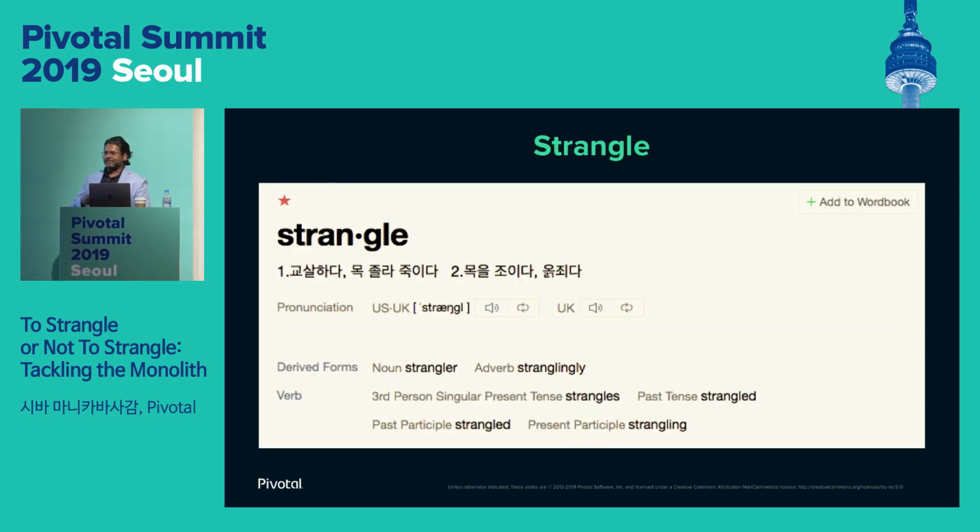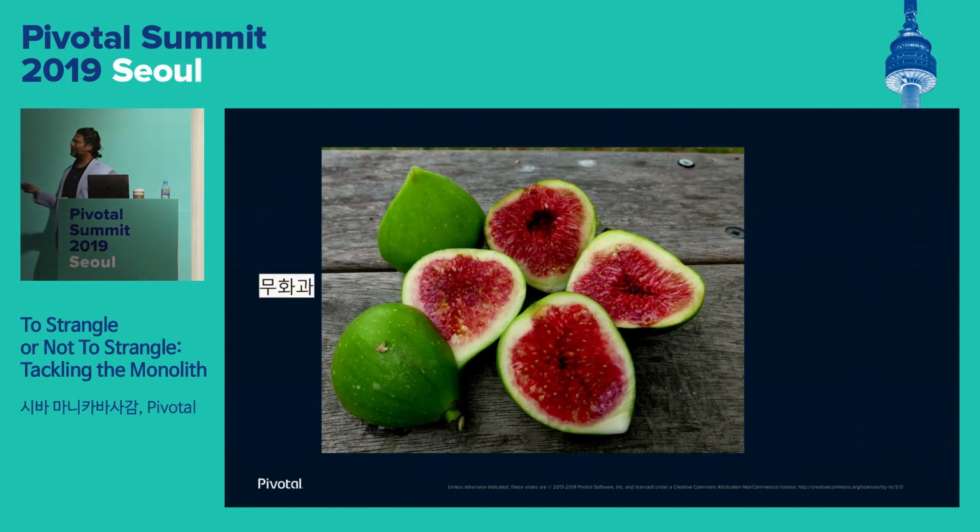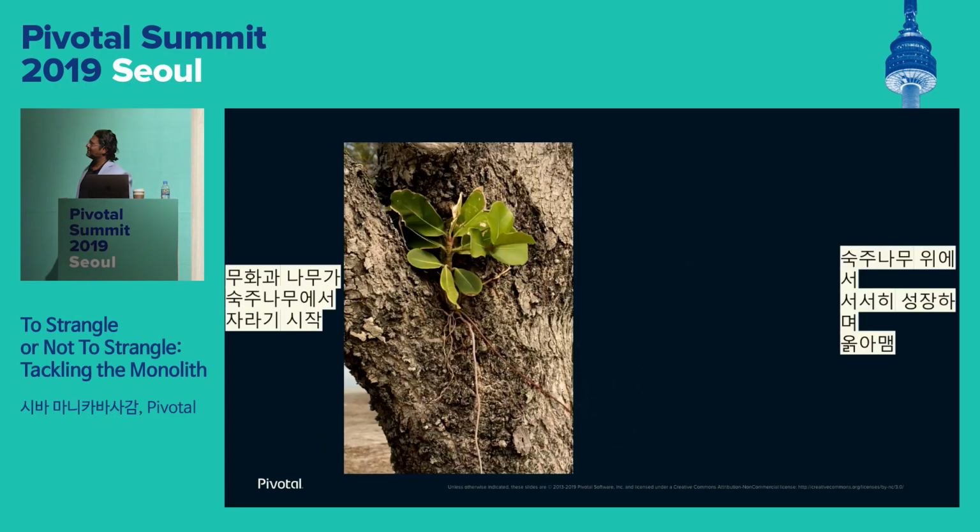I realize this is a bilingual audience, so with the help of my Korean colleagues, I've come up with this little dictionary definition of what strangle is. But that's the easy way to define it. So let me talk about fruits, right? I'm sure you recognize this is the fig fruit. And it has an interesting life cycle.